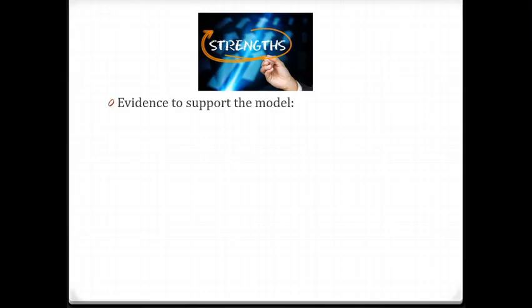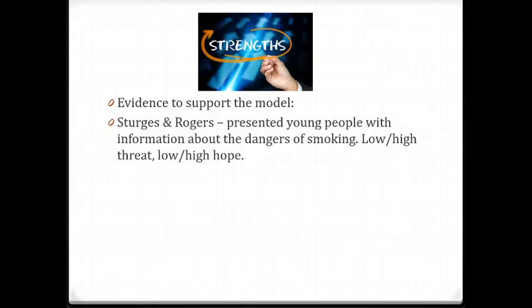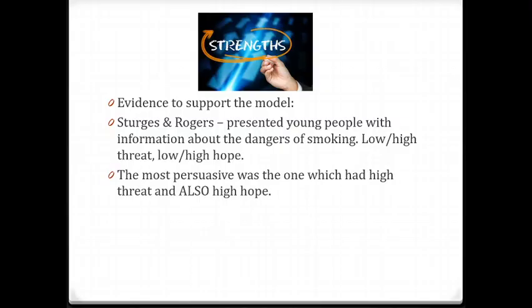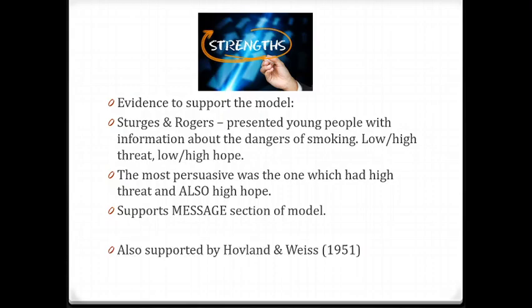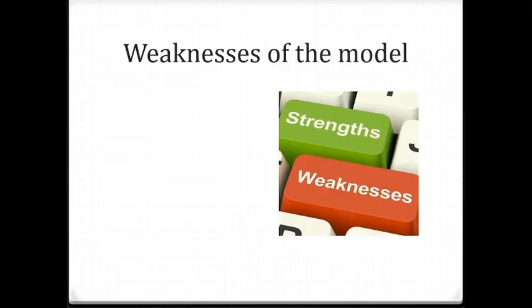We've got evidence to support it, first of all. So there was a study by some people called Sturges and Rogers, and they presented young people with information about the dangers of smoking, and they did it in various different ways. So they had a low threat message, which gave low hope, high threat combined with high hope, and all the different combinations. And they found that the most persuasive was the high threat and also high hope. So that supports Carl Hovland's idea of the message needing to have fear but also hope to be effective in persuading. The second thing that supports this is Hovland and Weiss, which we'll look at in a second.